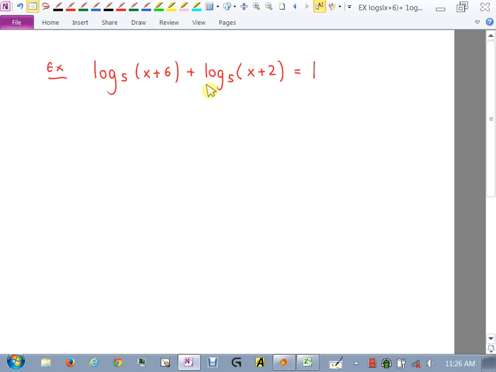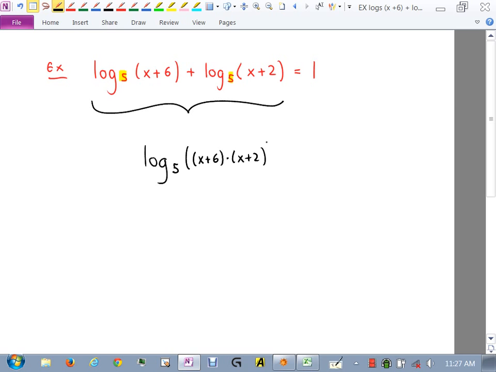But these are the same logs, right? Meaning that they have the same base. And because they have the same base, I can actually turn that into one log, can't I? I can condense those into one log. That's what we did in the previous section. I'm going to put these two together, and this will become log base 5, and I'm going to multiply the insides together. So it'll be x plus 6 times x plus 2, and then still equals 1. Are y'all all right with that?